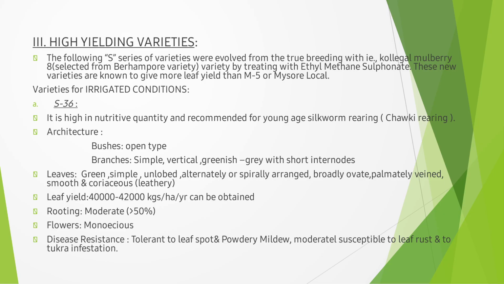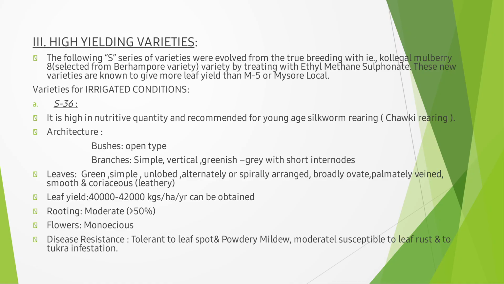Next are the high yielding varieties. Mostly the S series of varieties were evolved from true breeding of the Kolar mulberry 8 variety by treating with ethyl methyl sulfonate. These new varieties are known to give more yield than M5 or Mysore local. Examples are S36. It is high in nutritive quality and is recommended for young age silkworm rearing.